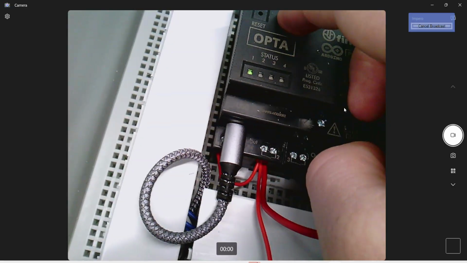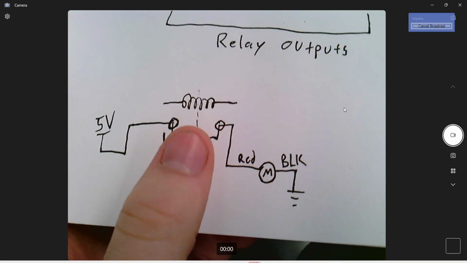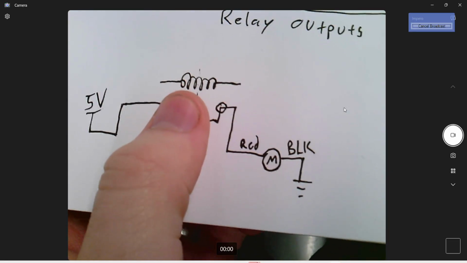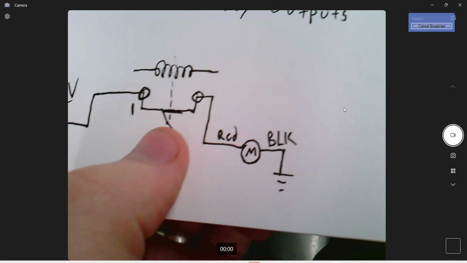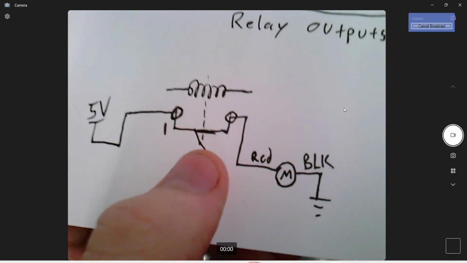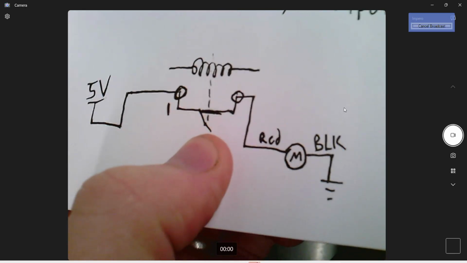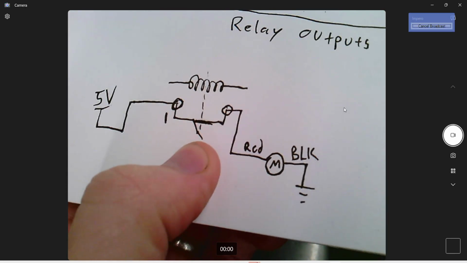Can you guys hear the click? So that's the relay. So that comes from this right here. Okay, so this coil is creating a magnetic field, and that switch is actually physically closing inside the PLC. That relay is closing.